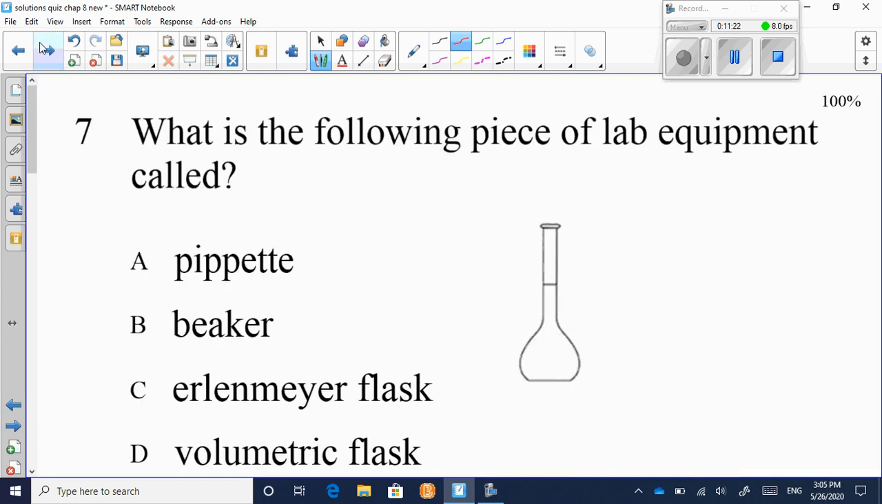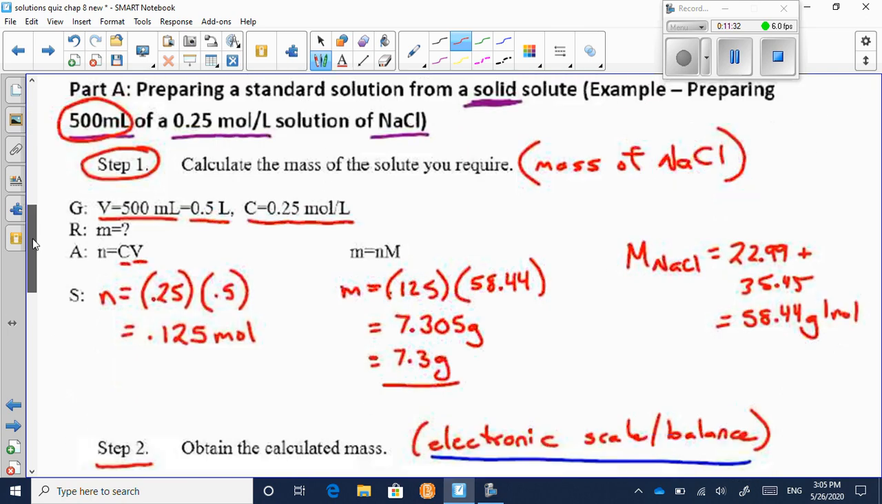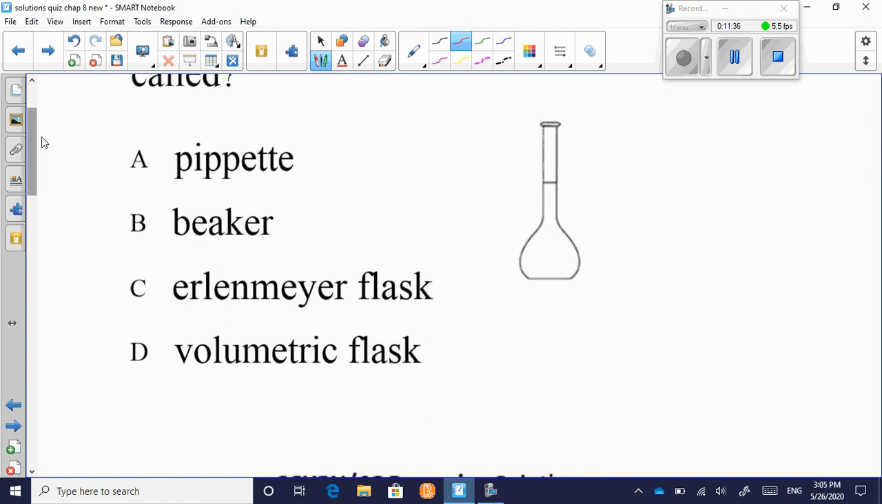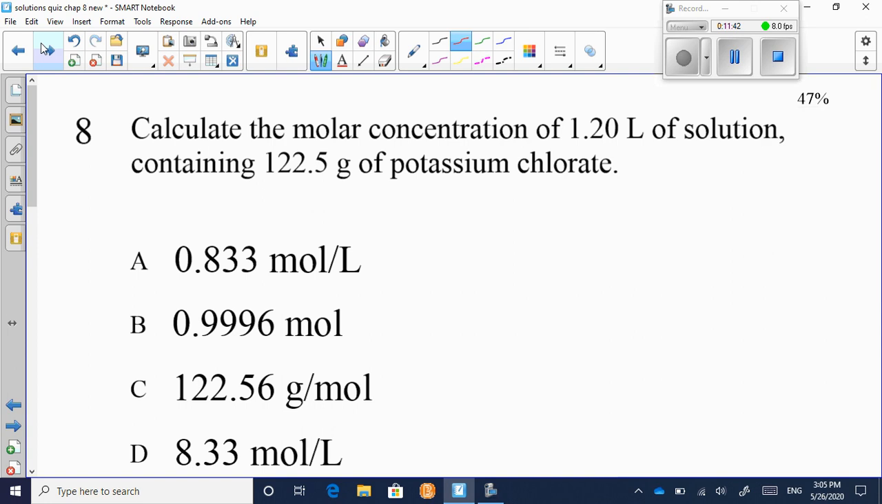Okay. What is the following piece of lab equipment called? Well, 100% of you got this correct. Sure enough, that was from the lesson where we were talking about preparing solutions, and we talked about volumetric flasks. And sure enough, there it is. It's a volumetric flask. It's a round-bottomed flask.